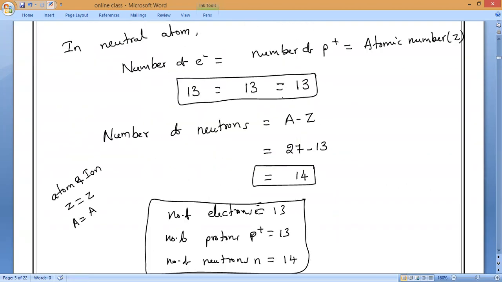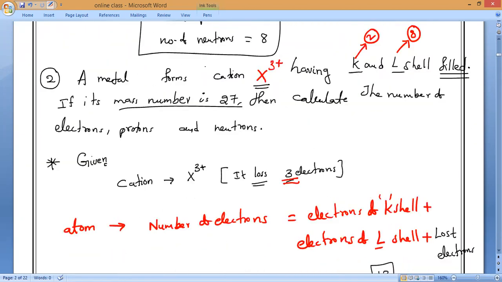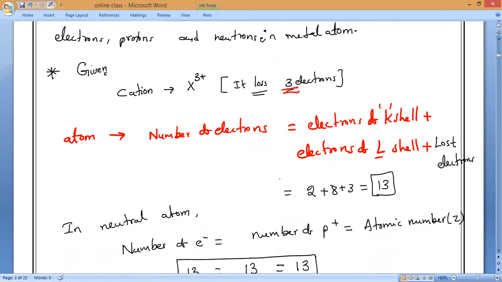But before this question, what did we do? Observe here. A metal forms a cation X3 plus having K and L shells. If the mass number is 27, then calculate the number of electrons, protons, and neutrons in the metal atom. Please add to the question: in the metal atom, not in the ion. You understand, Harish? Are you clear? If it is an ion, electrons should come what? -3 should come. Is it okay? Yes or no, at least say.